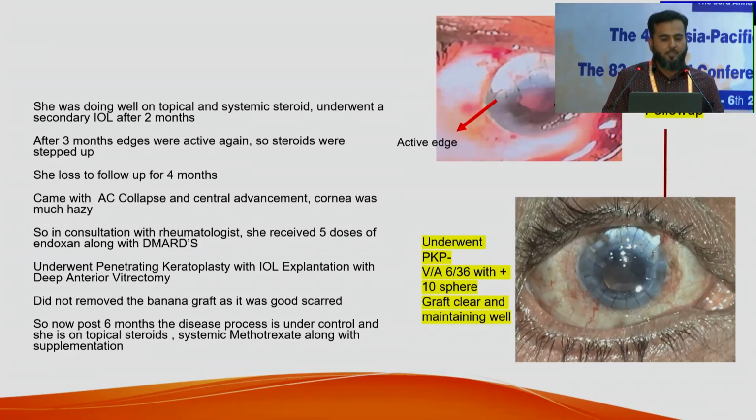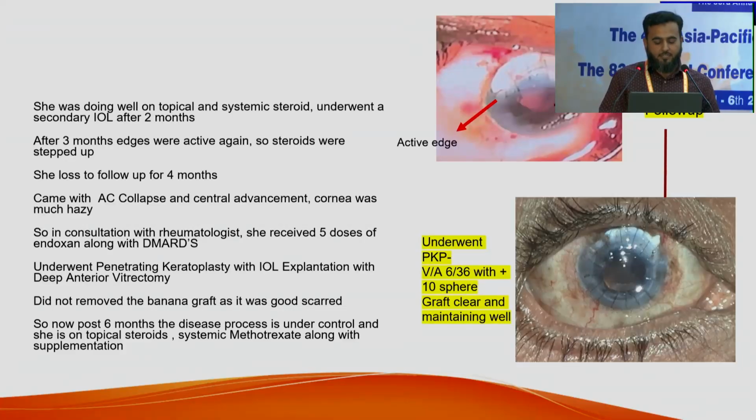She was doing well on topical as well as systemic steroid. But after 2 months, we can see the edge again started showing an active infiltrate here. So we stepped up the steroids and immunosuppression, and the patient got lost to follow-up. Then after 4 months, she again presented with a total AC collapse with central advancement of the ulcer. At this time, we consulted with the rheumatologist, and she received 5 doses of IV cyclophosphamide, that is Endoxan, along with her anti-rheumatic drugs.